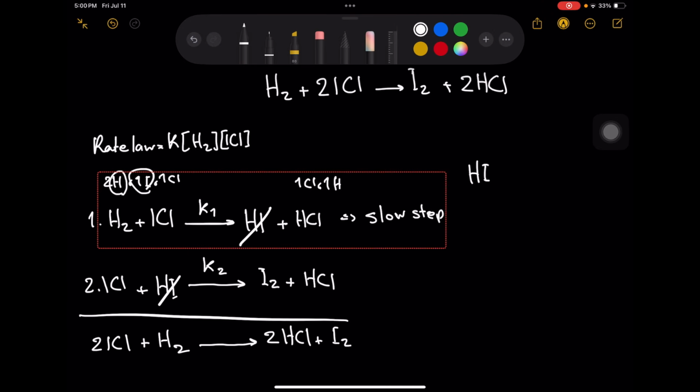Sometimes they would give you the intermediate, and sometimes you just have to find it. You can just find the step that you're doing, find which one is the slow one, and then you can easily find that intermediate. And HI is basically formed in the first collision of H2 with an iodine chloride molecule to form HCl and an I2 molecule. So that's how we simply reason about what's happening.